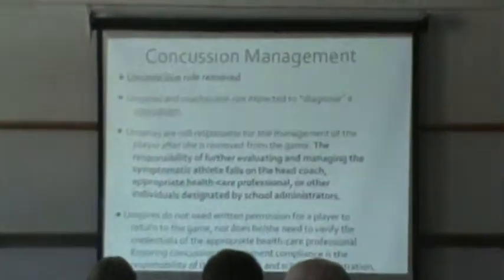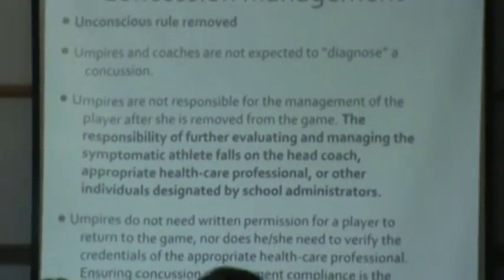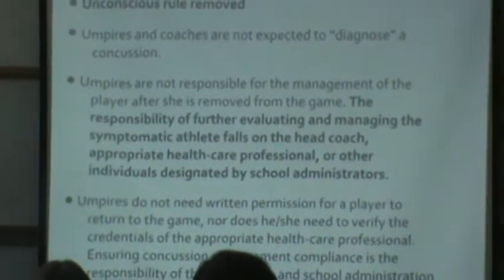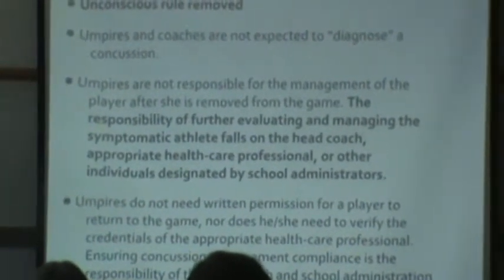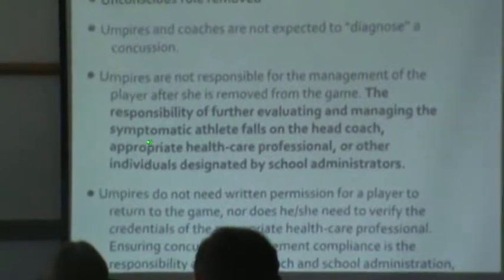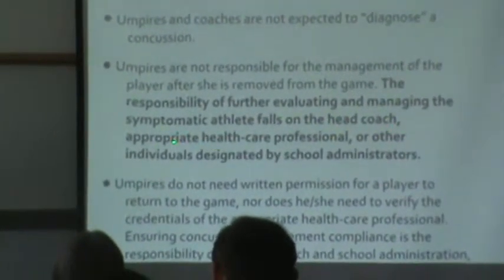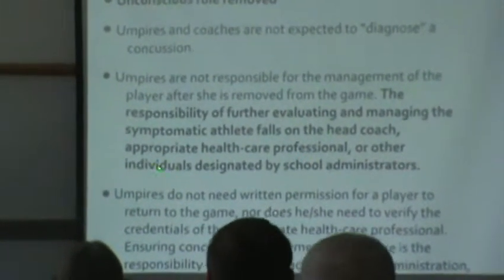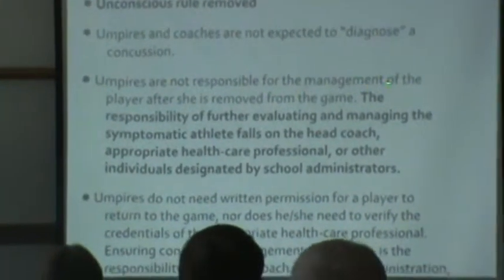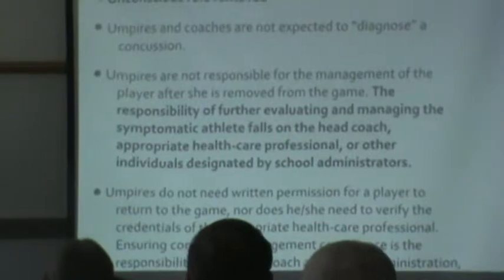I want to mention the unconscious rule really quickly because I want to be clear that, again, there's an onus on us as adults to keep kids safe within reason. The responsibility for further evaluating and managing the symptomatic athlete falls on the head coach, appropriate healthcare professional, or other individuals designated by school administrators. Umpires are not responsible for the management of players after she is removed from the game.